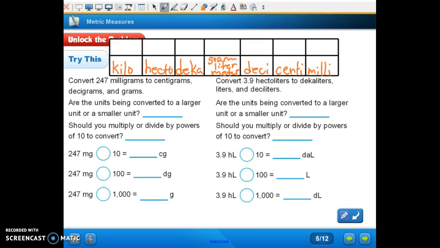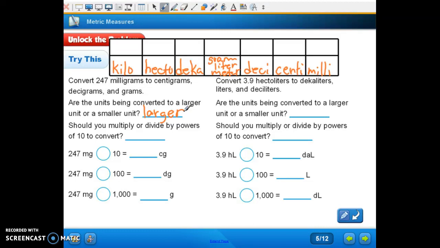Okay, it says convert 247 milligrams to centigrams, decigrams, and grams. Are the units being converted to a larger unit or a smaller unit? So we're coming from milligrams to centigrams to decigrams to grams. So we're getting what? Larger every time. You should multiply or divide by powers of 10 to convert.